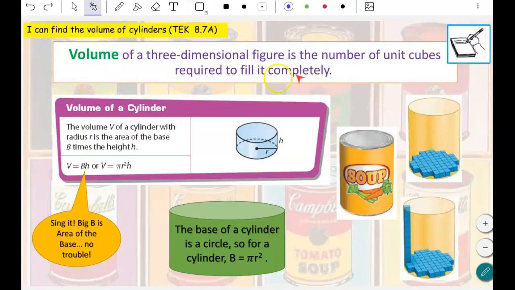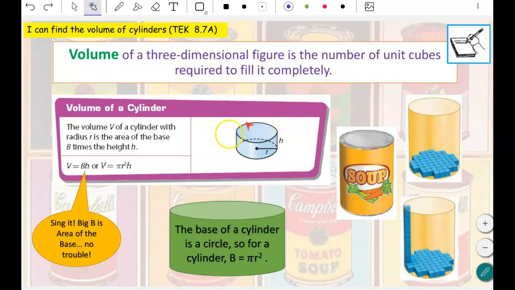So this is the definition of volume. Volume of a three-dimensional figure is the number of unit cubes required to fill it completely. So it's filling it up. If you're talking about soup, it's the volume, the soup inside the can.